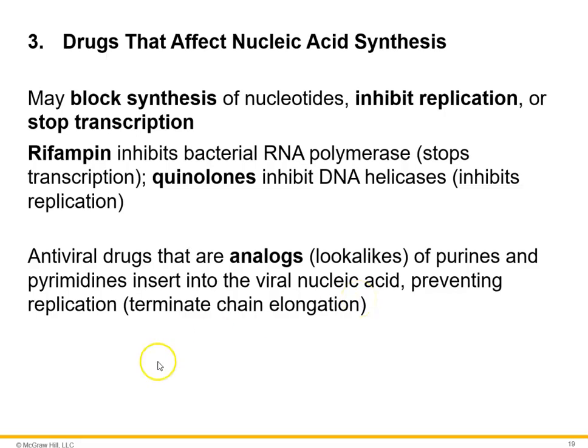It's cut short. Okay, so what happens is these analogs are incorporated into the growing viral DNA or RNA molecules, rendering them defective. And so new virus particles are going to be either defective or completely non-functional and unable to infect more cells. And so that's how these analog antivirals work.